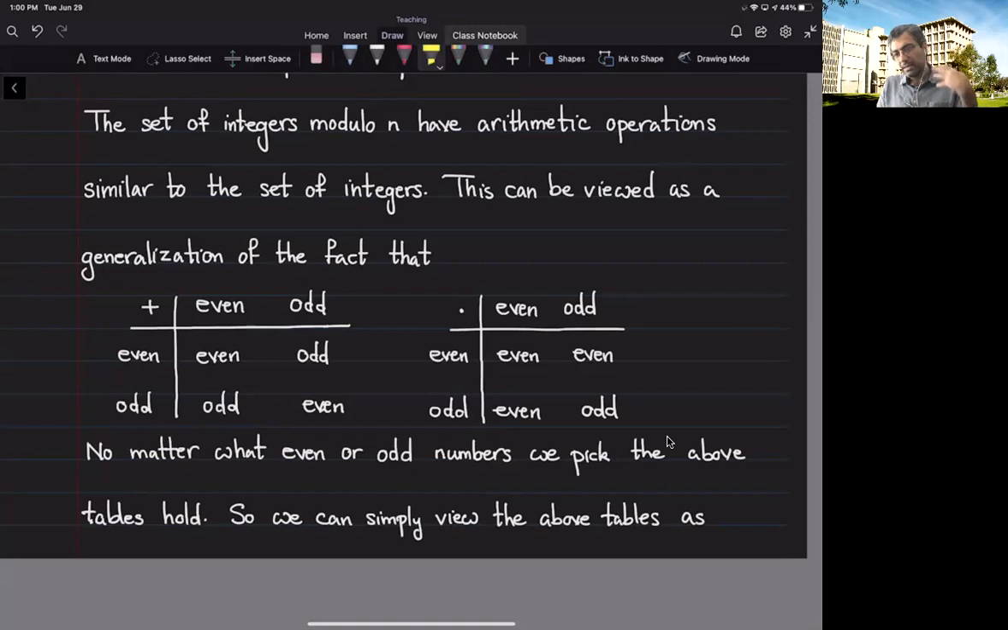Similarly, I can say E times E or E times O or O times E. All of them are E. And O times O is O. So no matter what even or odd elements you pick, you end up getting the same results. So you can treat these operations for the entire sets, and it will be okay.